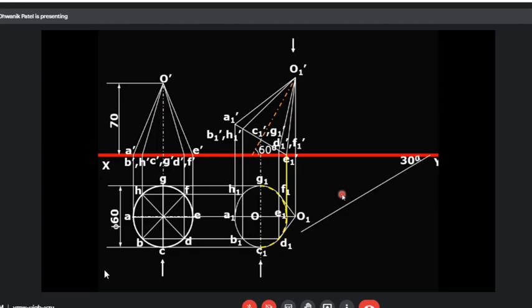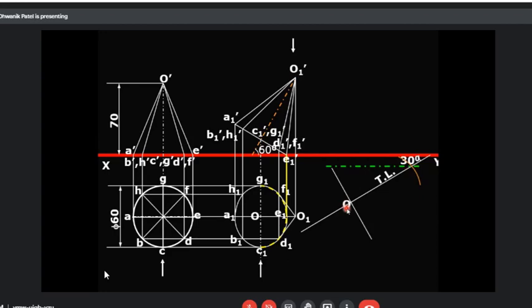Clear? Yes, sir. Okay, so first I will mark the O point. Then what will you do? You will mark the original axis. The original axis is 70 mm, so you will mark the true length of the original axis. This one is your O1 point. Now from this point you will draw a horizontal line.